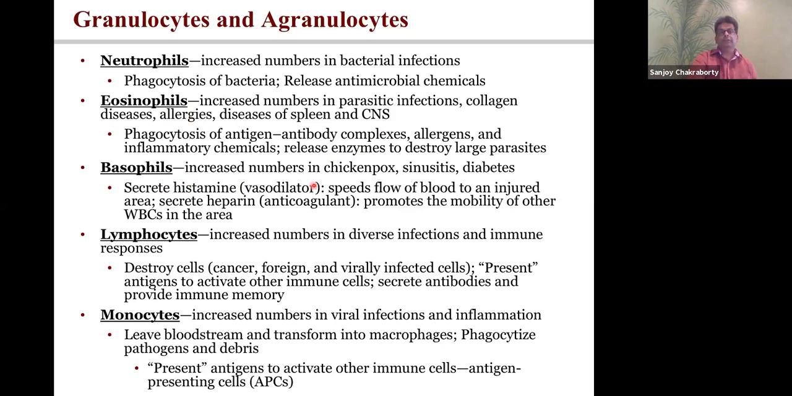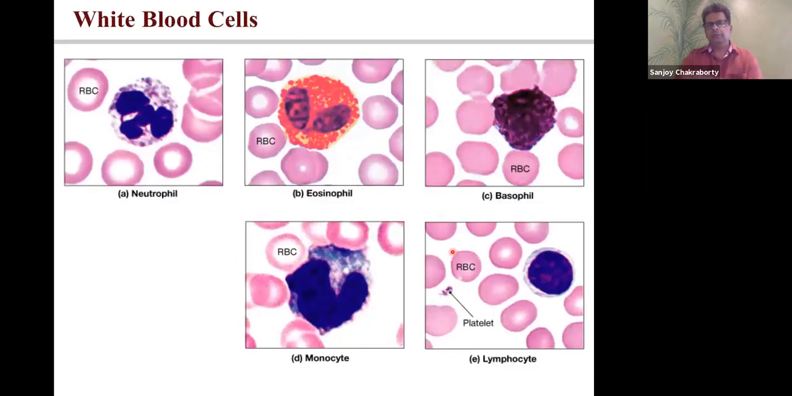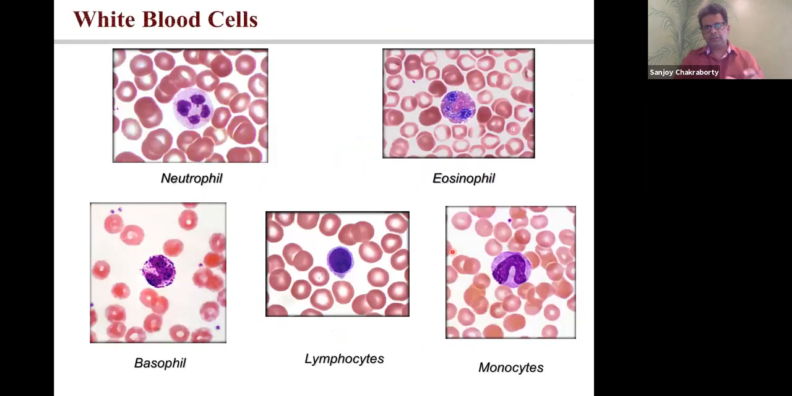Then basophils are increased in number in chicken pox, sinusitis, and diabetes. Lymphocytes are the main immune response cells. Monocytes are also phagocytic cells. So again, read them and try to memorize individually what they do. And this is how they look. I gave two slides intentionally, two different pictures, just to give an idea of what they look like.